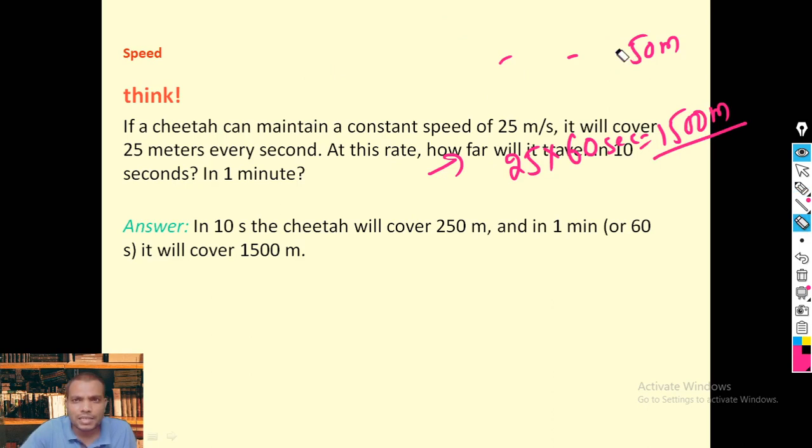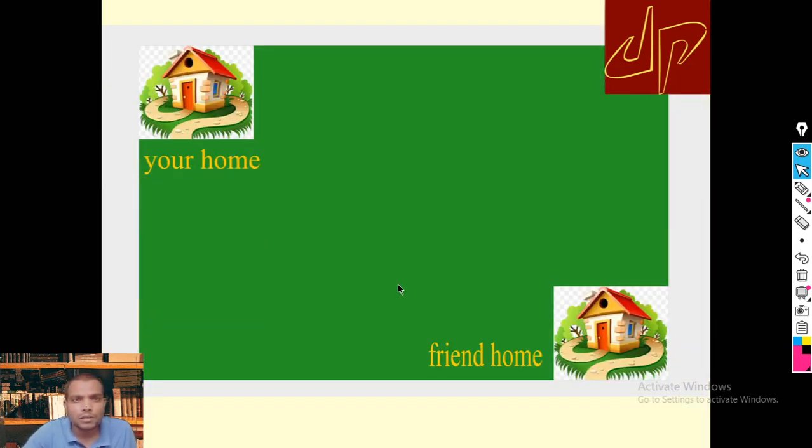So finally I can say about speed: speed is nothing but distance upon time, and average speed is equal to total distance upon total time. So for the next concept, let us take this example.